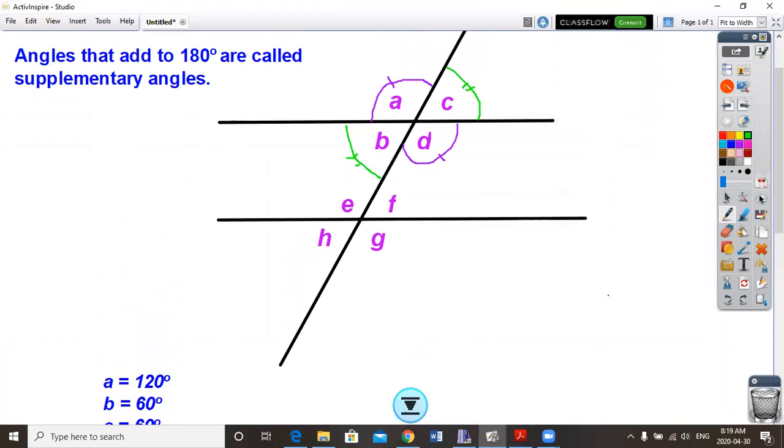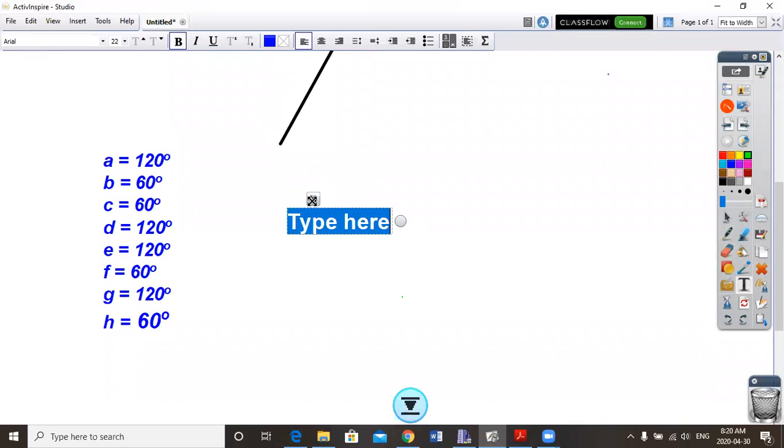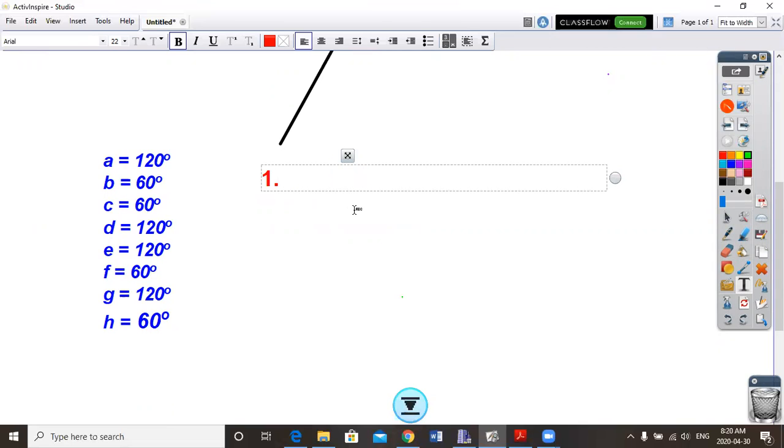Okay, so I'll erase this. So we know that vertically opposite angles are congruent. So I think I'm going to type this over here, in a different color. And to make it go quicker, I'm going to abbreviate it VOA for vertically opposite angles. So number one, vertically opposite angles are congruent, which means equal. It's faster to write it.